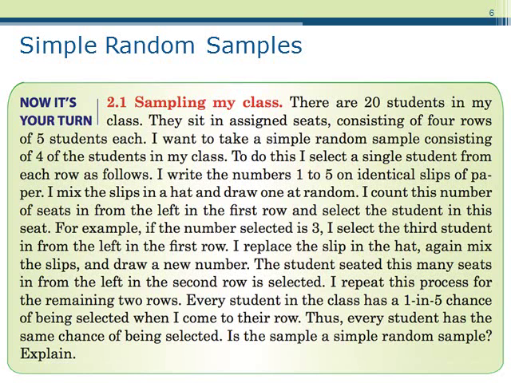Now every student in the class has a 1 in 5 chance of being selected when I come to their row. Thus, every student has the same chance of being selected. Is this sample a simple random sample? So pause the video and unpause when you're ready for the answer.